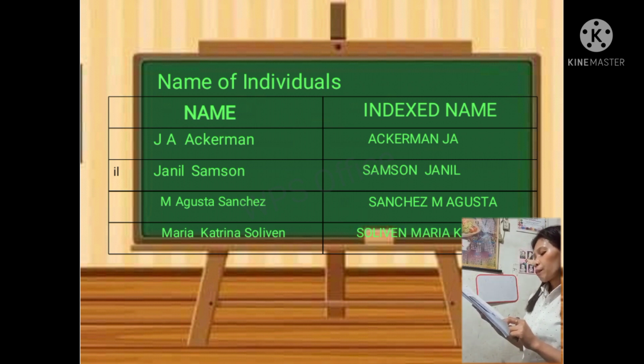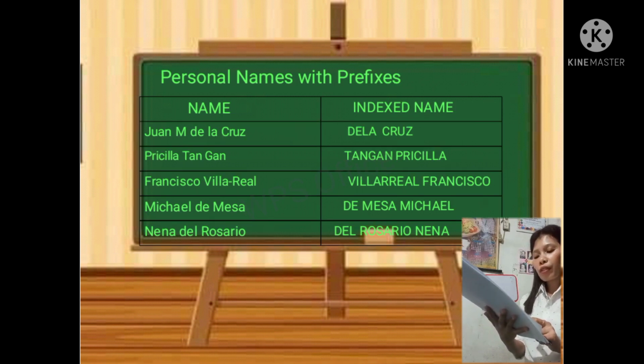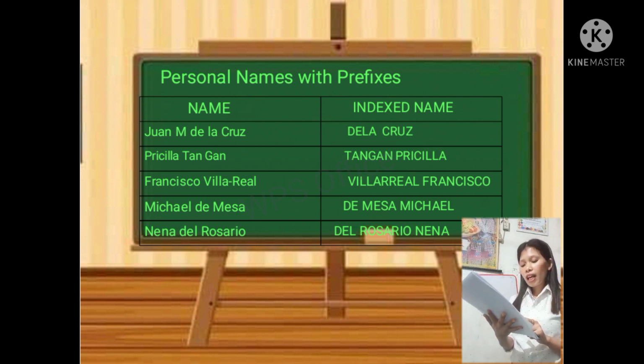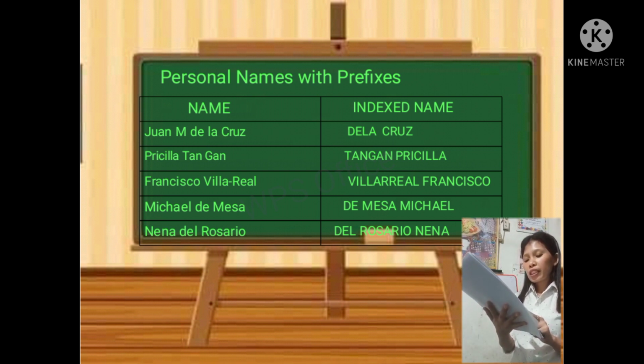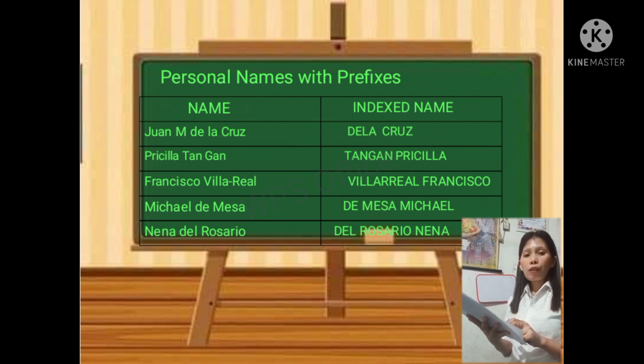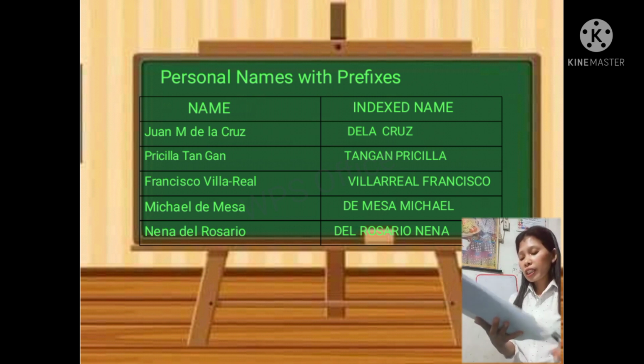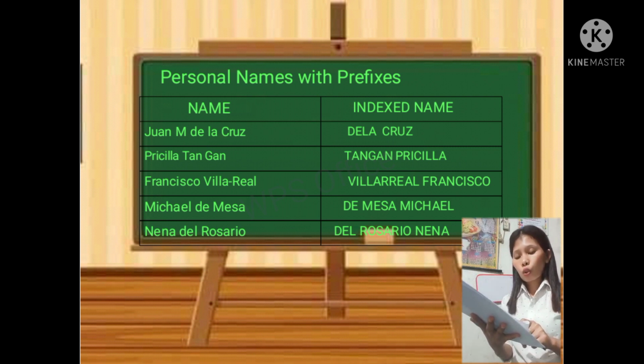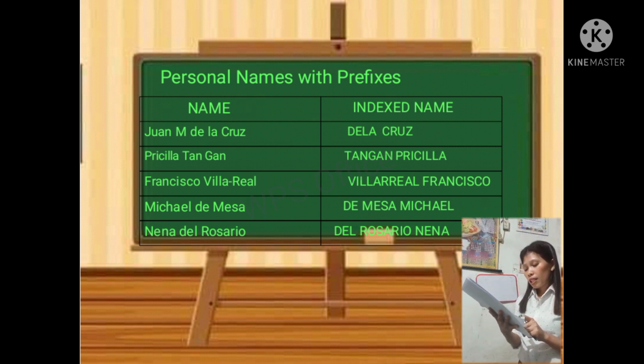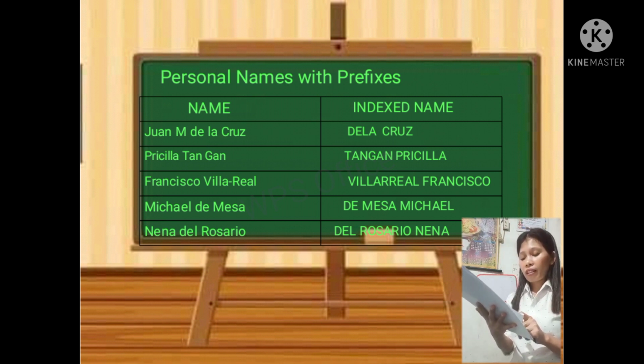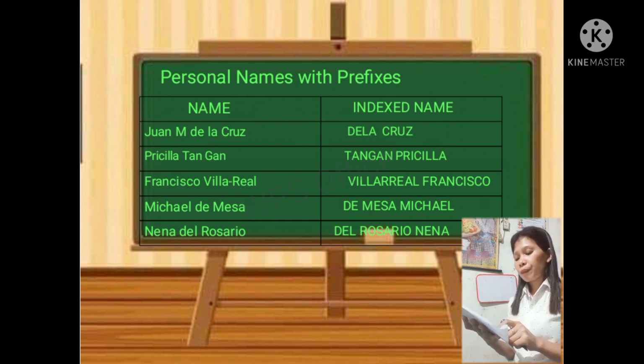The next is personal names with prefixes. Consider a prefix, such as Mac in McDonald's, as part of the name that follows it. Ignore any apostrophe or space that appears within or after the prefix. So we have the example Juan M. de la Cruz. The index name is de la Cruz. Next is Priscilla Tan Gan. If we index the name, we have Tan Gan Priscilla.